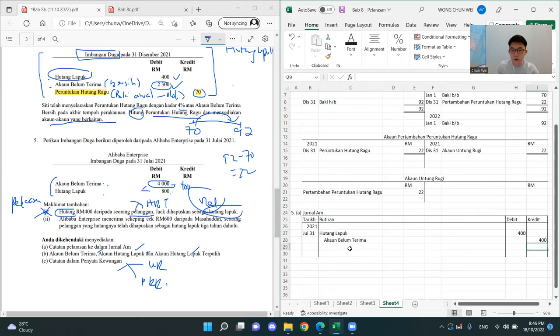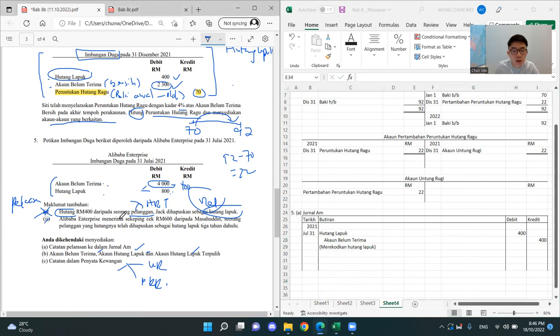So here you can say merekodkan hutang lapuk. Merekodkan hutang lapuk. Alright. So that's why here my 4,000, I have to minus 400. Why? Later you know why. Okay.